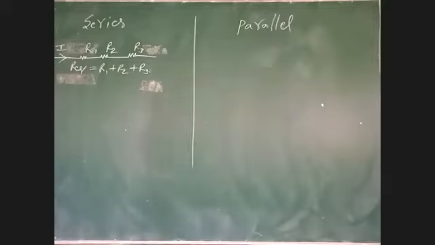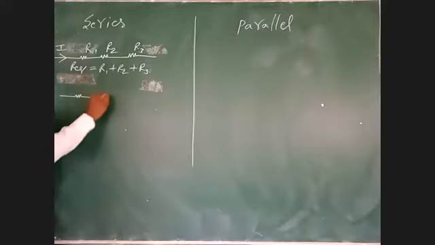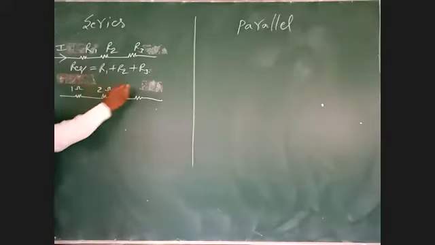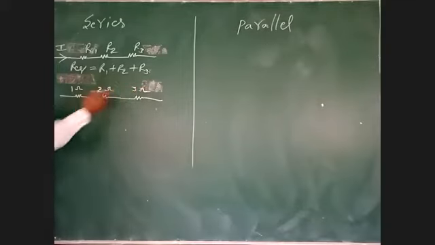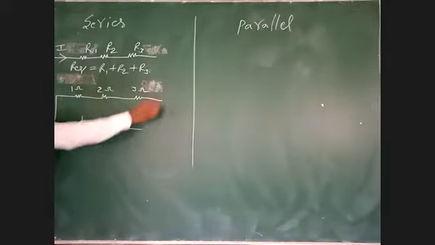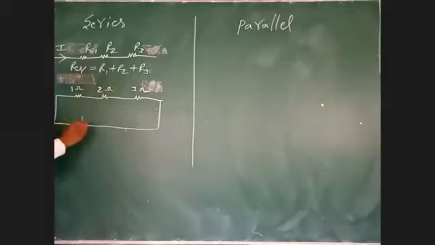Let us take an example. I am taking 1 ohm, 2 ohm, 3 ohm. All the resistances are different values. Now I am taking the voltage as 10 volts. Now draw the circuit.